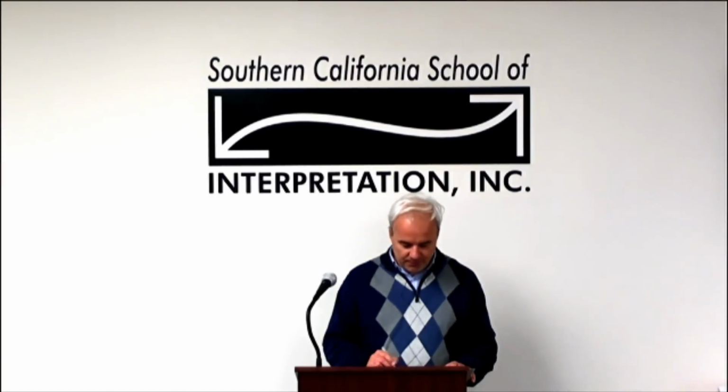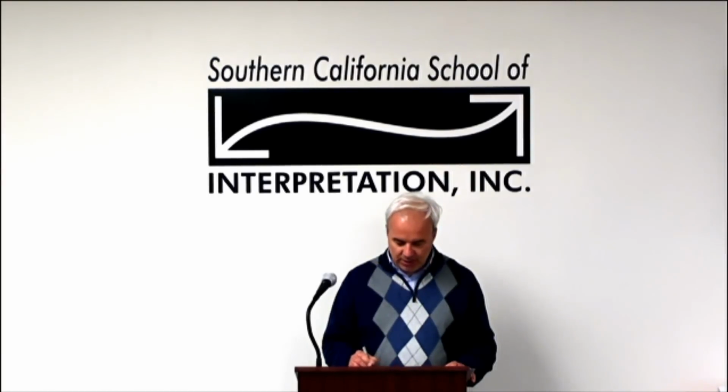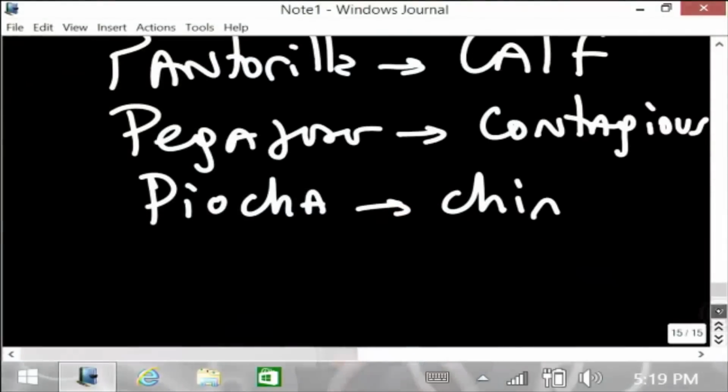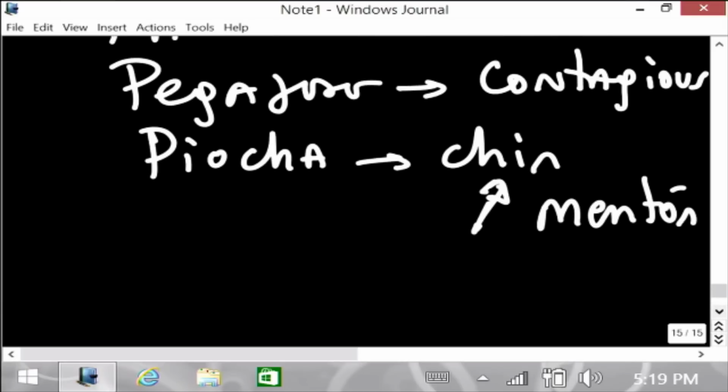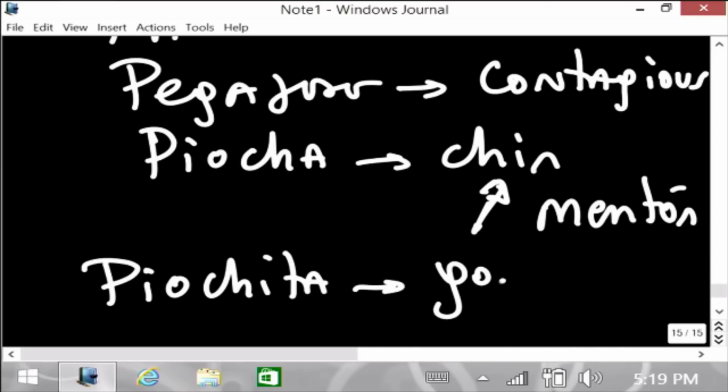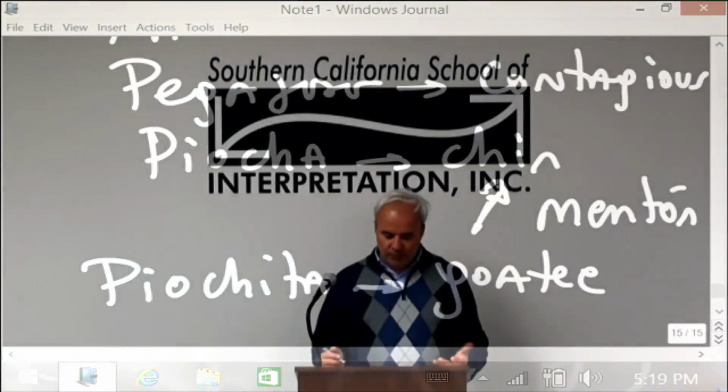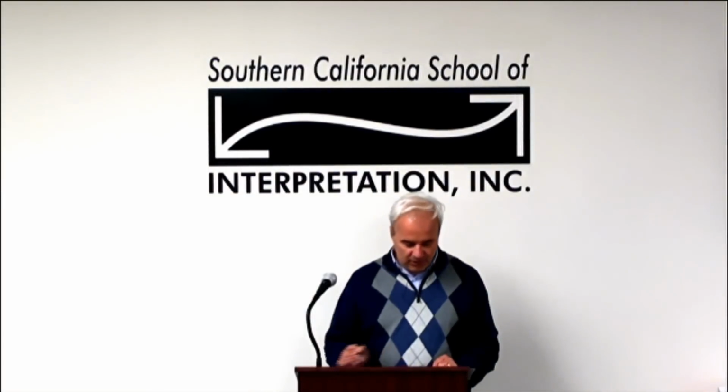Piocha is also chin. In fact, there is a word, which of course chin in Spanish is mentón. There's a word that every time that I explain it in class, people don't know what it is and where it comes from. Piochita. That's a goatee. It's that beard that, you know, like la barba de candado that we call in Spanish. And that's what it refers to. It comes from the word piocha. Okay, piochita.